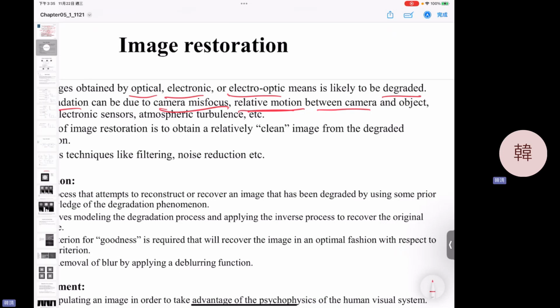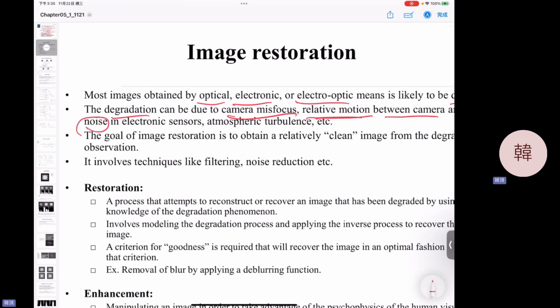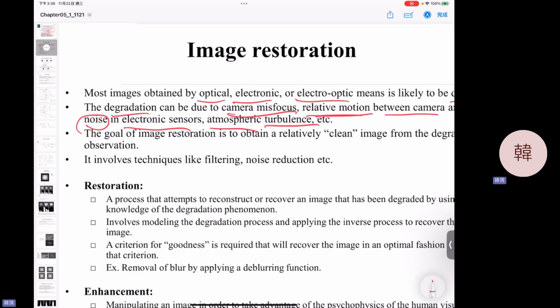Like a vehicle driving at very high speed through the highway, and your camera takes it, maybe it becomes smeared pixels. But if we know the speed and the direction, we can try different restoration filters and get back the original image easily. Sometimes we also have additive noise in the electronic sensor, atmospheric turbulence. So some additive noise we are going to remove as well.